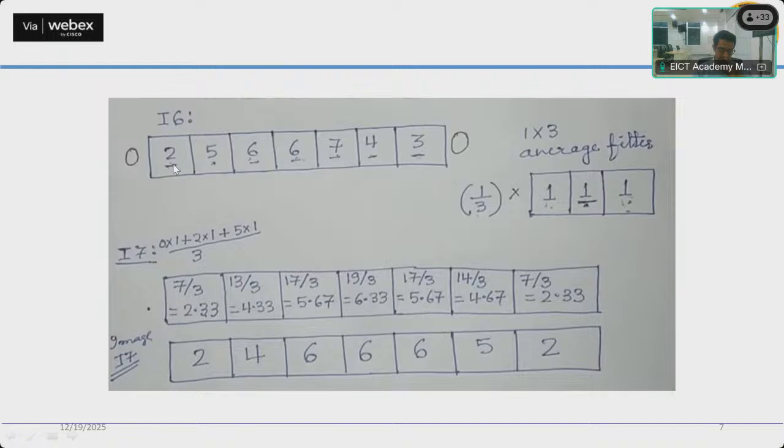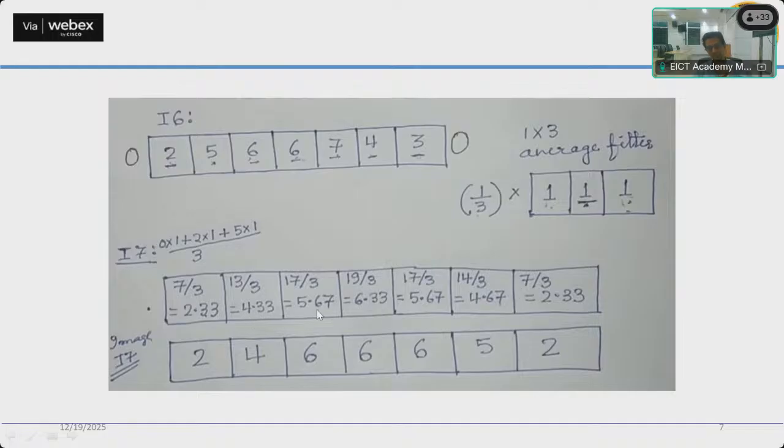When you are taking these two values, what was behind it? It is 0. What was next to it? It is 5. And this is 2. 2 into 1 upon 3. For 5, what is behind? 2. 2 plus 5 plus 6, 13 upon 3. So this is 13 upon 3, and this way you are able to calculate.